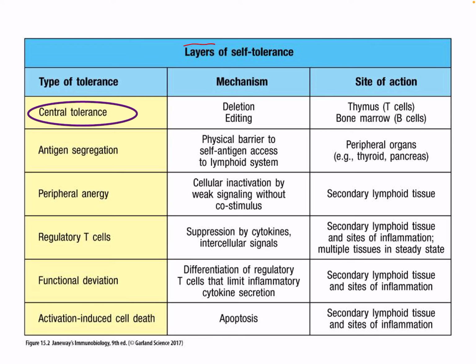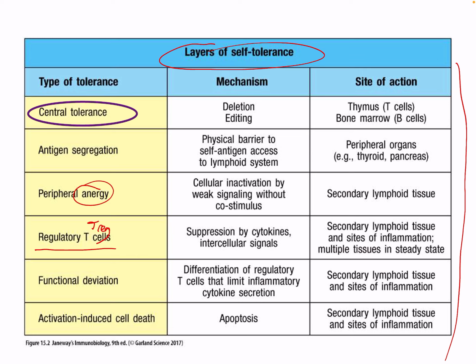Again, so here are layers of tolerance. So these are what prevents autoimmunity. So we have central tolerance, antigen segregation, peripheral anergy, which we talked about anergy before, our regulatory T cells, our Tregs, and our functional deviation and activation-induced cell death. So again, here we can see the different sets of actions. So central tolerance occurs in our primary lymphoid organs, in the thymus and bone marrow. Antigen segregation, in our peripheral organs, thyroid and pancreas, for example. Peripheral anergy in our secondary lymphoid tissues, and etc. And we'll again go through these in more detail.